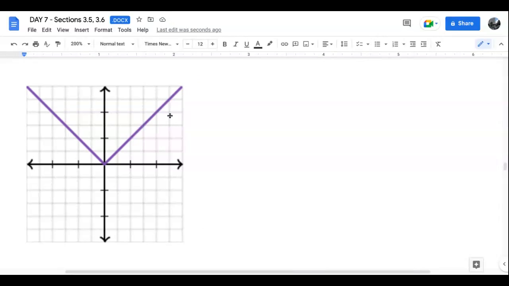All right. We have (0, 0), right? Because the absolute value of 0 is 0. The absolute value of 1 is 1. The absolute value of 2 is 2. The absolute value of negative 1 is positive 1. Negative 2 is positive 2. So we have this symmetric graph, two lines.